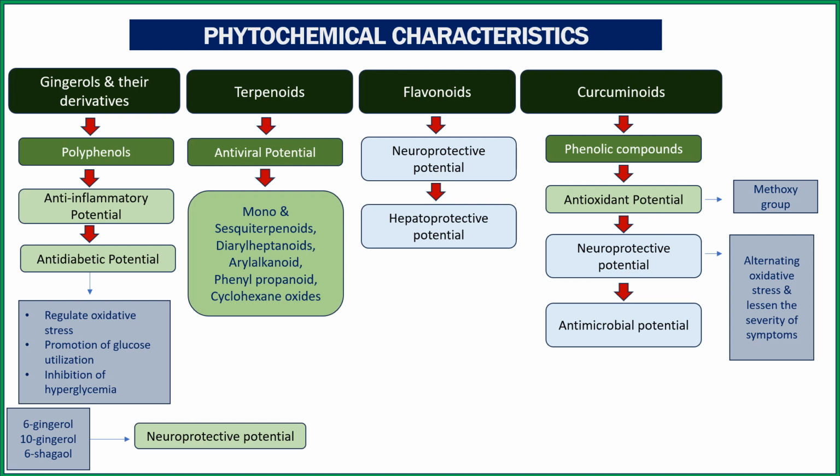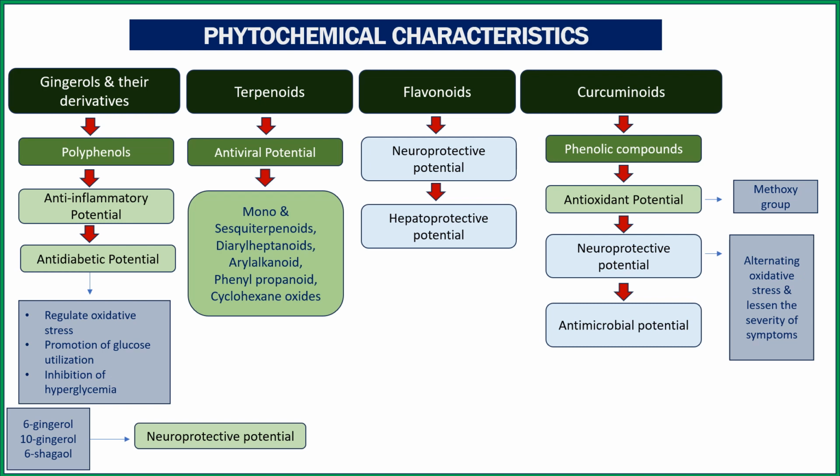So they are very good anti-inflammatory agents, and apart from that, anti-diabetic agents, because they can regulate oxidative stress, promote glucose utilization, and inhibit hyperglycemia. They are a very good antidiabetic agent. Again, the presence of 6-gingerol, 10-gingerol, and 6-shogaol, which are reported phytochemical compounds, are responsible as neuroprotective agents.